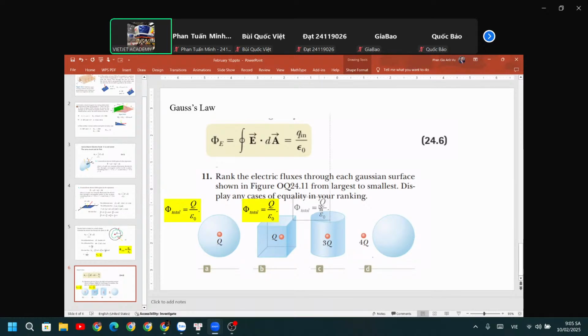For the C case, you have 3Q. For the D, you have 4Q. No, we have 0 Q inside. Yeah, 4Q is outside of the sphere. So you have 0. So from these reasons, you can rank from the largest. So largest is C. A and B are the same.